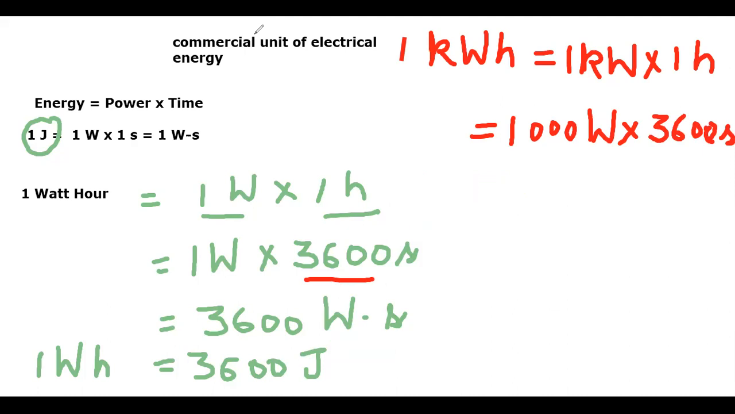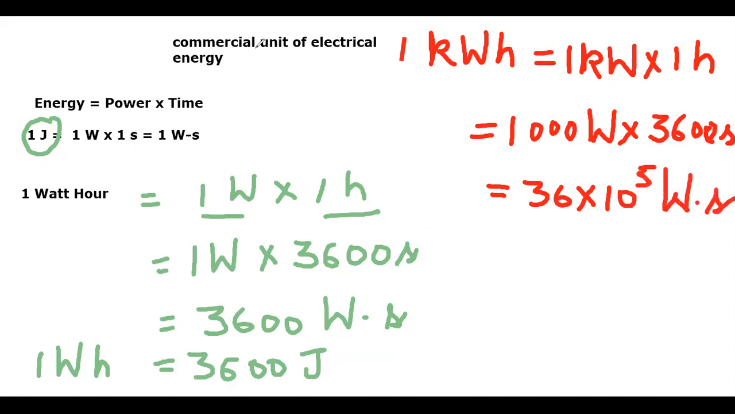So after this, now write down 36 multiplied by 10 raised to power, children, see how many zeros are there? 5. And then we are left with what? Multiplied by second. So 1 kilowatt hour is 36 into 10 raised to power 5 watt into seconds. What is watt into seconds? Can you see it on the screen?